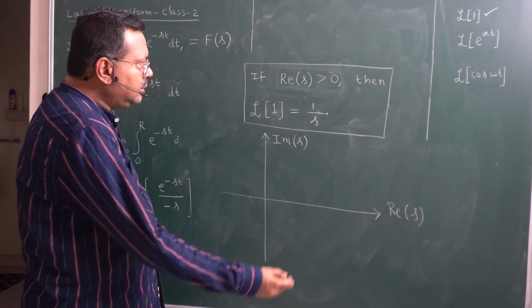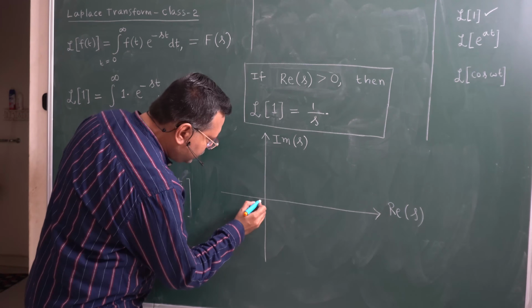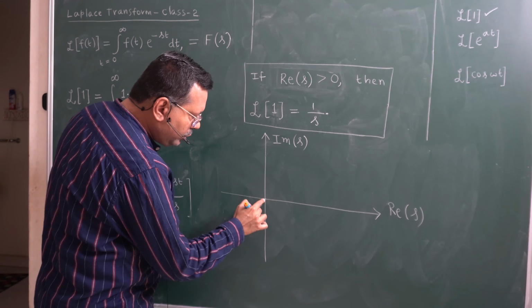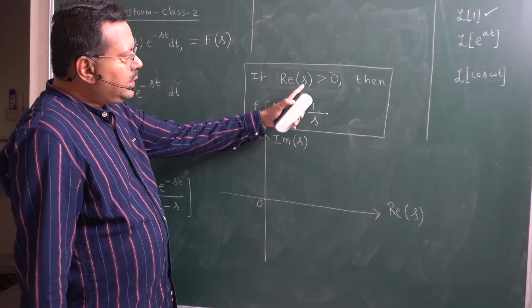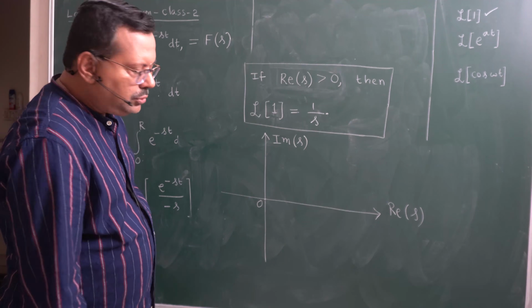When you draw that, the real part of s must be greater than 0. So where is 0? This is 0. So this point 0 should be excluded. There is a 0 here, it has to be excluded. Only equal to 0 is not there, so I have to exclude. Then all greater than 0 values should be taken.